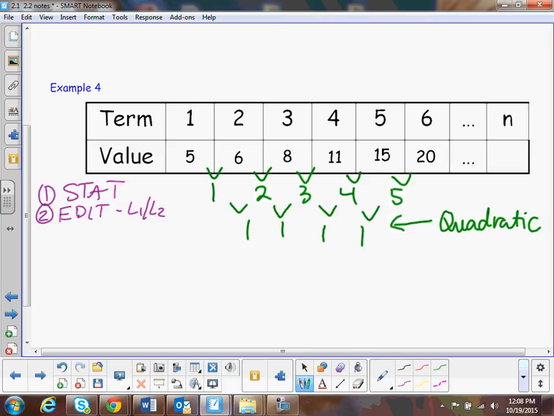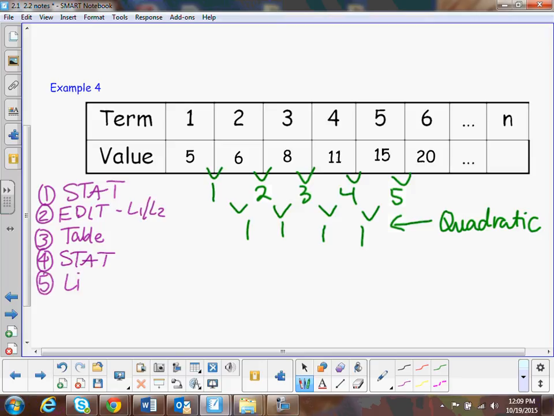Once you enter the table under edit, write that down. Then you're going to go back to stat. Everybody go back to stat. Then you're going to go to calc. It's the right arrow. That means calculate. We want the calculator to calculate something for us. What if we wanted to calculate a linear function? What would that be? 4. Okay, so then you just go down to 5.